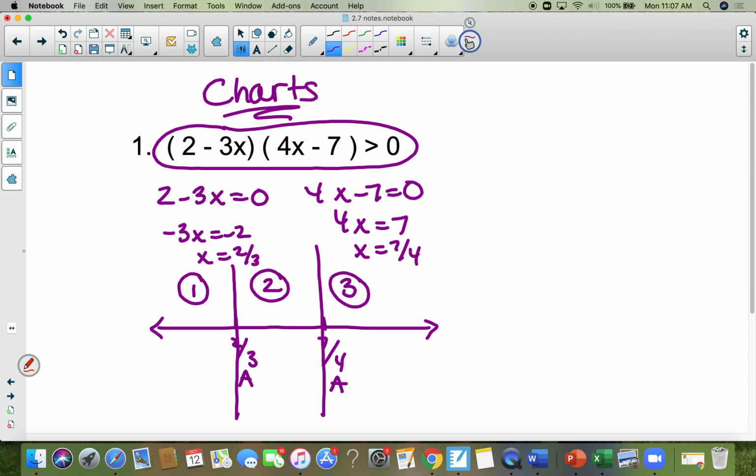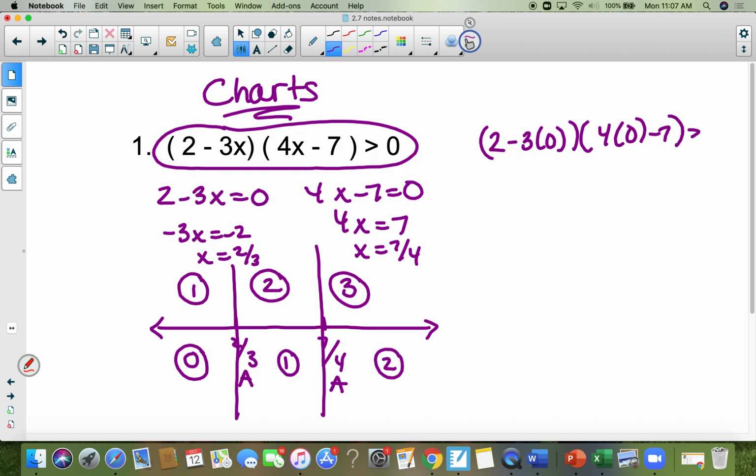For example, 0 lands to the left of 2/3. So I'm going to try 0, and then 2/3 to 7/4, 1 lands in between 2/3 and 7/4. And I'm going to try 2, because 2 is after 7/4. And what I'm going to do is plug 0 back up into the original problem. So 2 minus 3 times 0, 4 times 0 minus 7 is greater than 0.